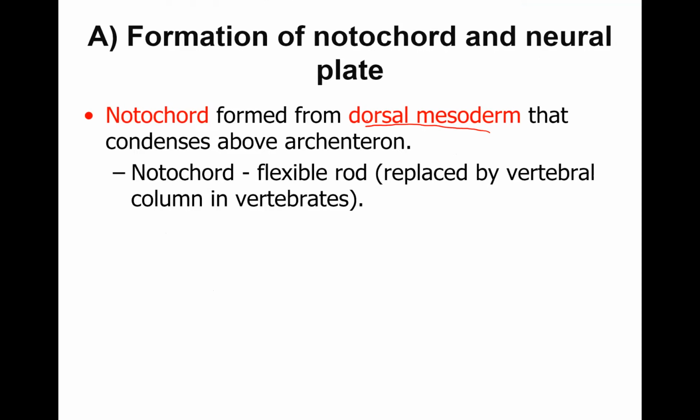So the notochord will be formed first. The notochord is formed from the dorsal mesoderm. What does it mean by dorsal mesoderm? It is the mesoderm layer, but the dorsal part. Dorsal means what? Top, bottom, side, middle? Top. So we have a layer of mesoderm, and the dorsal mesoderm will condense. The notochord is formed from dorsal mesoderm that is condensed above the archenteron.